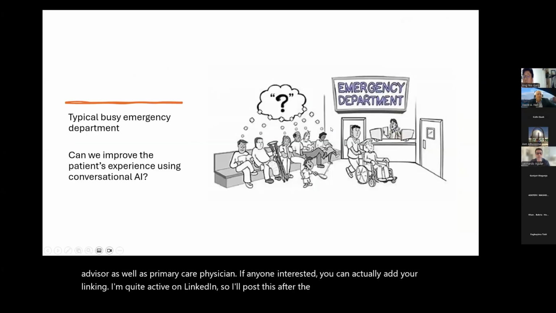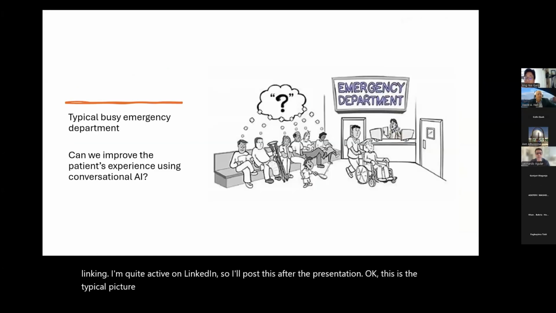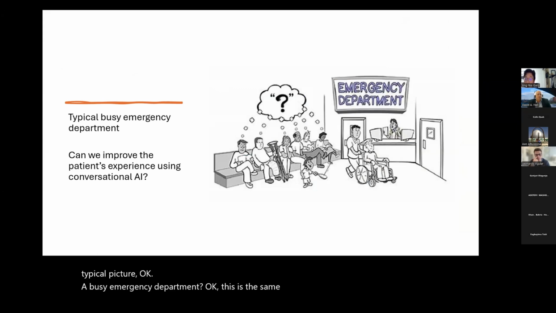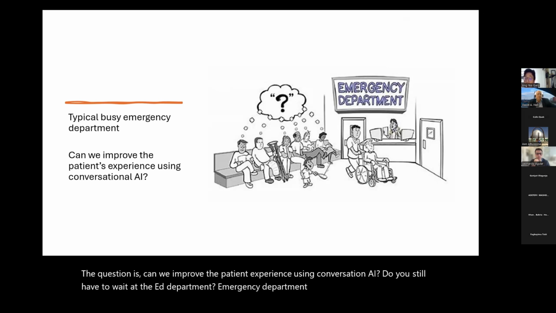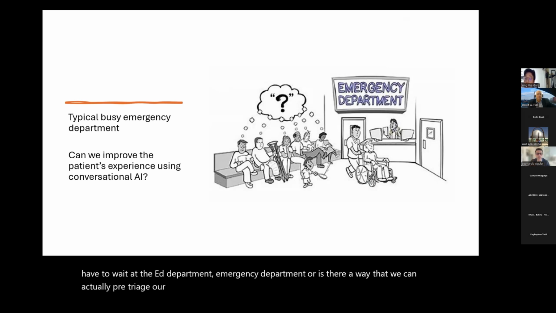Okay, this is the typical picture: a busy emergency department. This is the same anywhere in the world. The question is, can we improve the patient experience using conversational AI? Do we still have to wait at the emergency department, or is there a way that we can pre-triage our patients' symptoms so that we can allocate them based on severity? This is something I hope to address.